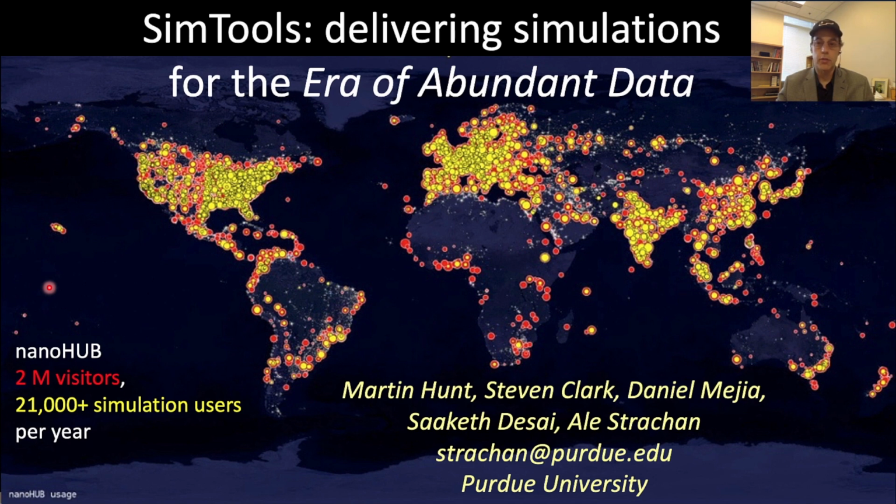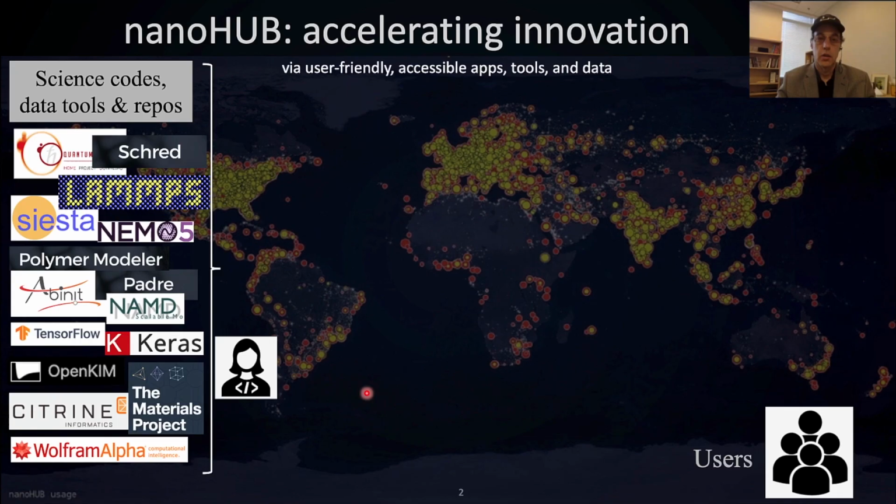For those of you who are not familiar, nanoHUB is a cyber infrastructure supported by the US National Science Foundation that provides access on your web browser to a large number of simulation tools. Every year, we serve over 21,000 simulation users who come to the site and run online simulations using their web browsers, and over 2 million visitors every year come to nanoHUB for our educational content.